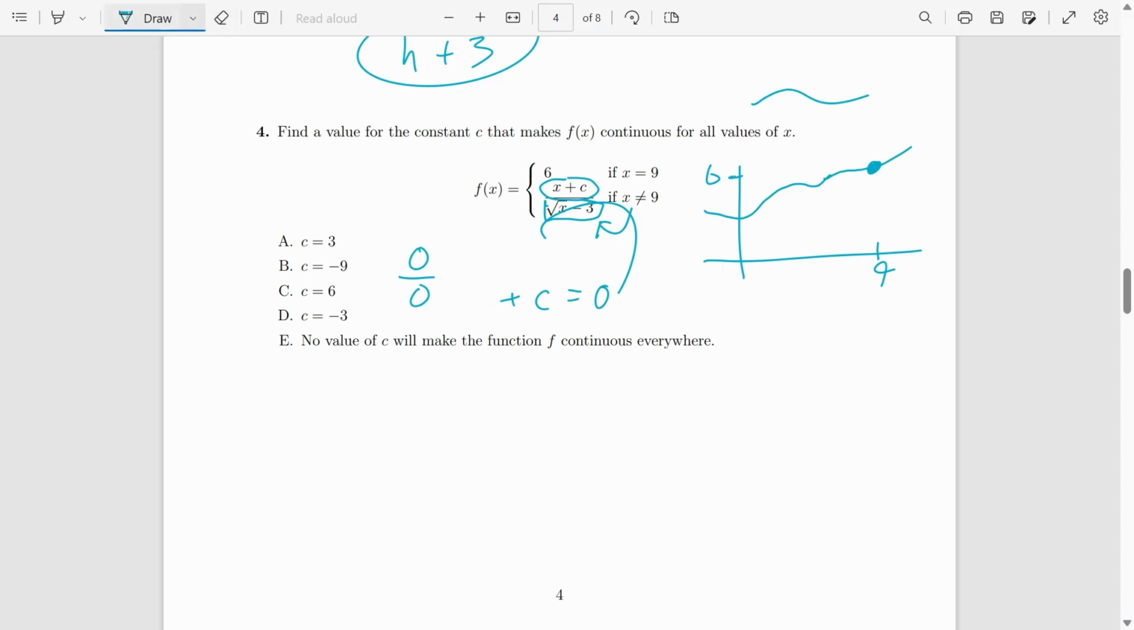So what the hell is going on? 9 plus c equals 0. So c equals negative 9. I'm writing this with my finger because my pen just crapped out. C equals negative 9. That's our answer.